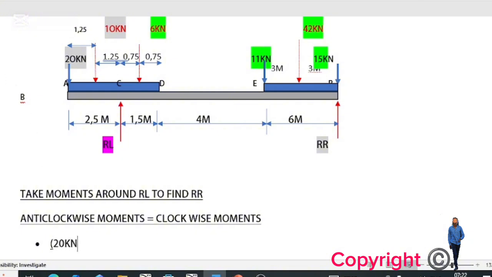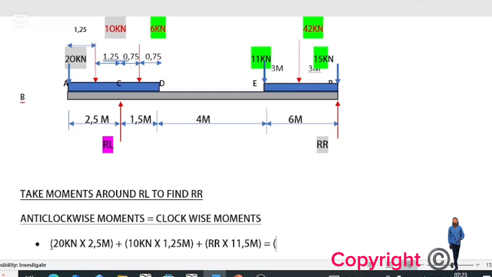It will be 20 kilonewton multiplied by the distance of 2,5 meters, plus 10 kilonewton multiplied by the distance from A to C, which is 1,25 meters, plus RR multiplied by the distance of 11,5 meters. 11,5 is the distance between the supports. Then equals clockwise moments.